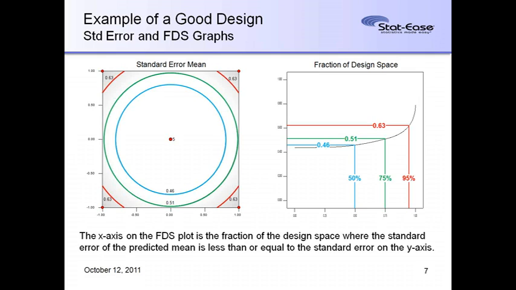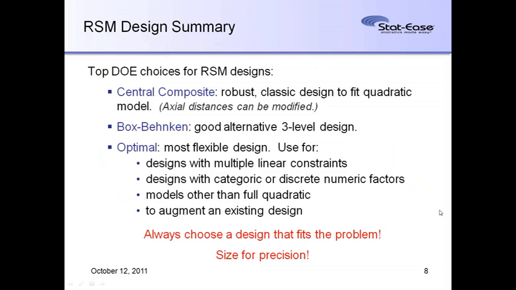Now what's nice about the FDS graph is if I go to 3 factors, then that instead of being an area becomes a volume, but it's still a one-dimensional plot. It's just that curved line that tells me the fraction of the design space or the fraction of the volume that has a standard error equal to or less than any stated values. And so that'll go up to as high a dimensionality as you want. And so it's a very nice way to look at different design choices.